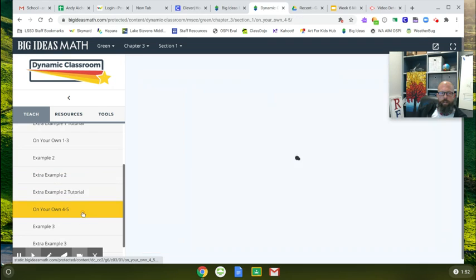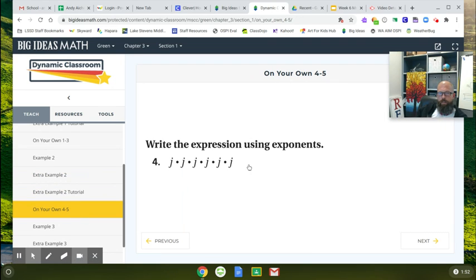Pretty quick. So let's take a look on your own. You can also look on my notes. So we have, write this expression using exponents. 1, 2, 3, 4, 5, 6. So j to the, and then k is 1, 2, 3, 4, 5. 9k to the 5th. So j to the 6th, 9k to the 5th, and you're all done with that.